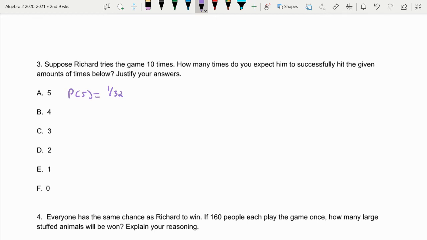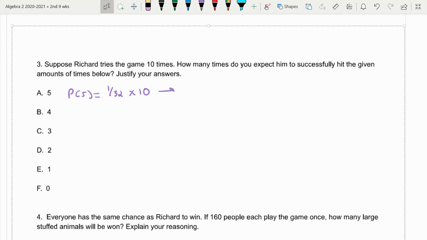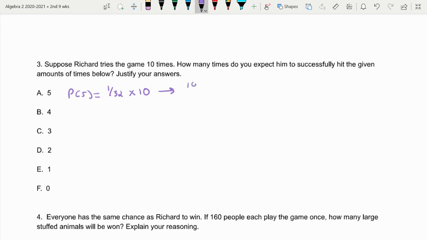So I'm going to multiply this by 10. Our probability of hitting 5 balls, 1 out of 32, times 10 tries, yields 10 out of 32, or 0.31 chance to win.